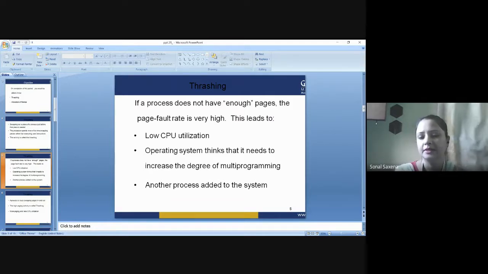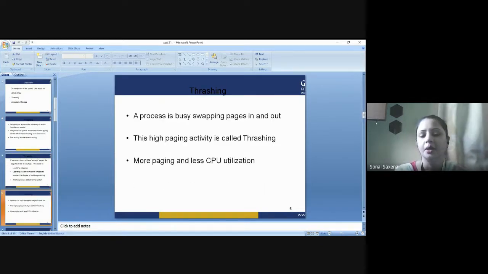The operating system at this time thinks that it needs to increase the degree of multi-programming. Now another process is added to the system. A process is busy swapping pages in and out. Now this high paging activity is called thrashing, with more paging and less CPU utilization.